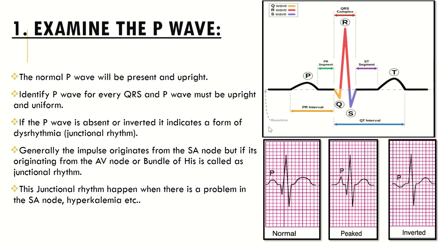In these cases, the P wave will not be normal. This junctional rhythm happens when there is a problem in the SA node, hyperkalemia, and in many disease conditions. The P wave will be peaked, inverted, or absent.